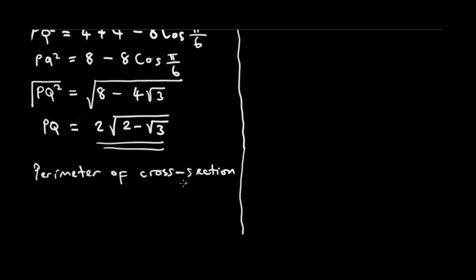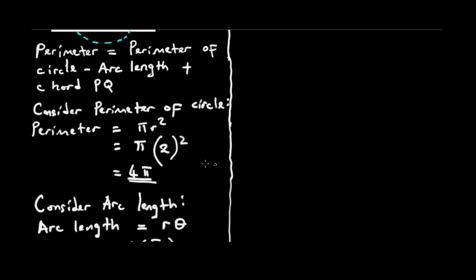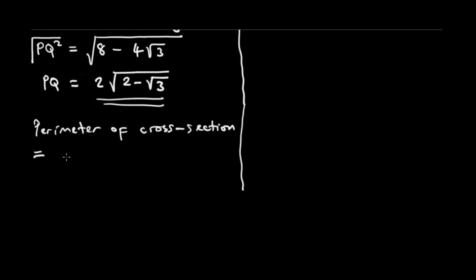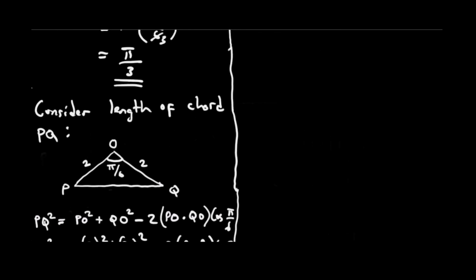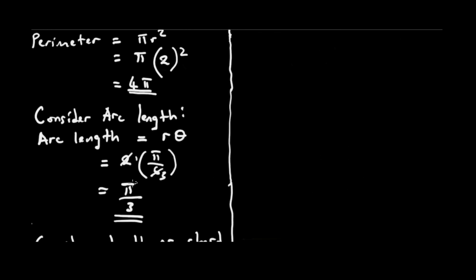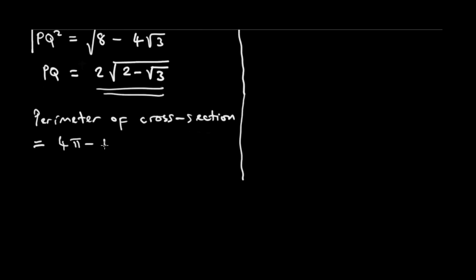The perimeter of the cross section is equal to the perimeter of the whole circle. On the calculator, we get 4 pi, subtracting the perimeter of the minor arc. On the calculator, we get pi over 3, which is pi over 3.